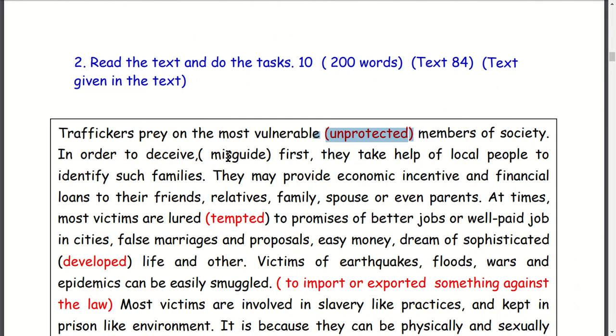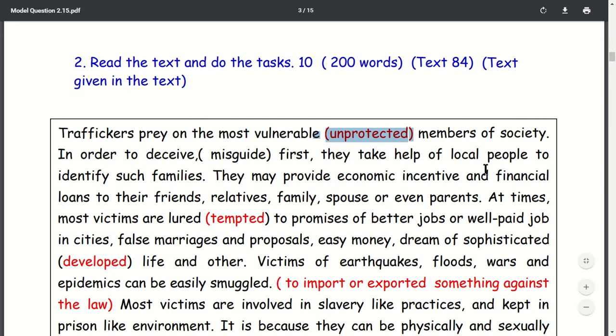In order to disguise and deceive, first they take help of the local people to identify and find out such families. They may provide economic incentives, economic support, and financial loans to their friends, relatives and family, spouse, husband and wife, or even parents. At times, most victims are lured.